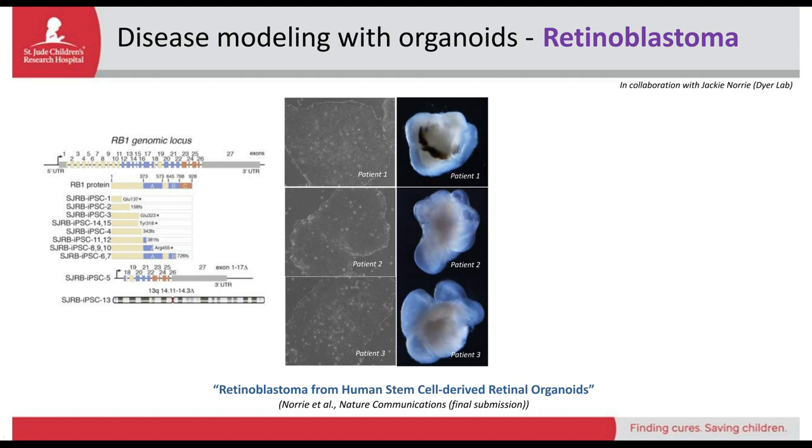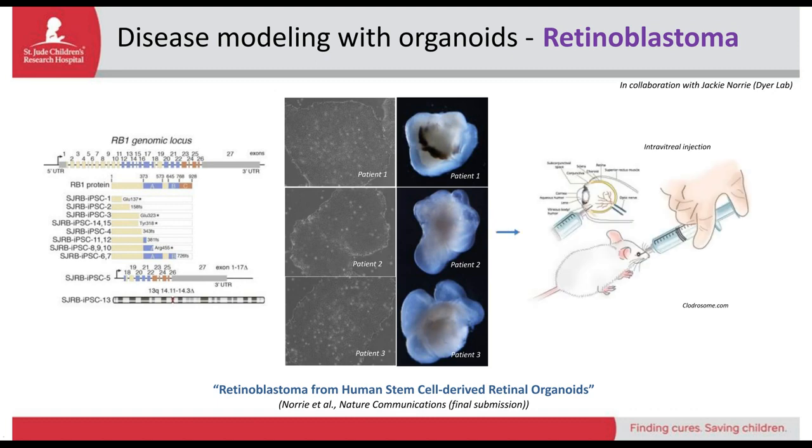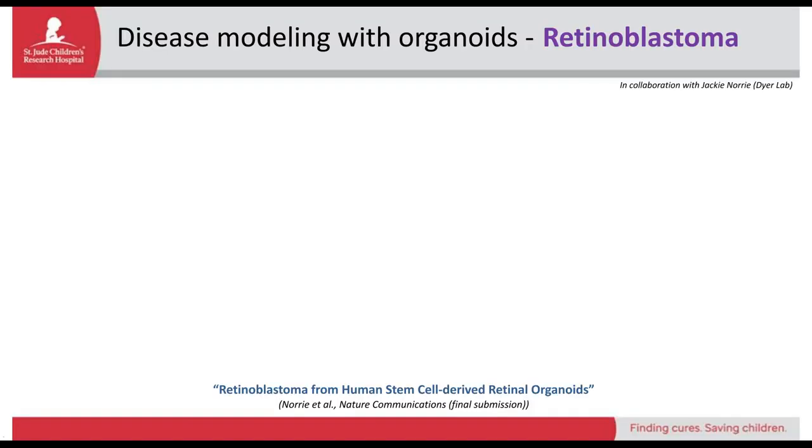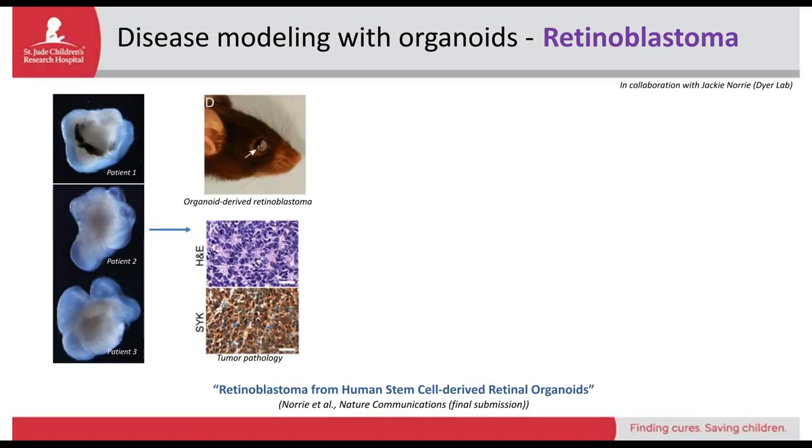And we were then able to differentiate iPS lines from each of the 15 patients into retinal organoids. Jackie then took these organoids at 45 days of differentiation, dissociated them into single cells and injected them intravitreally into immunocompromised mice. After about a year, she was able to see that 7 out of the 15 patient-specific organoids were able to generate a retinoblastoma, which is a tumor of the eye, in these mice. And they could basically confirm this by histology.